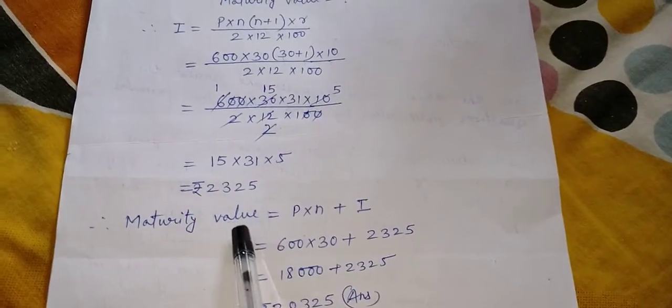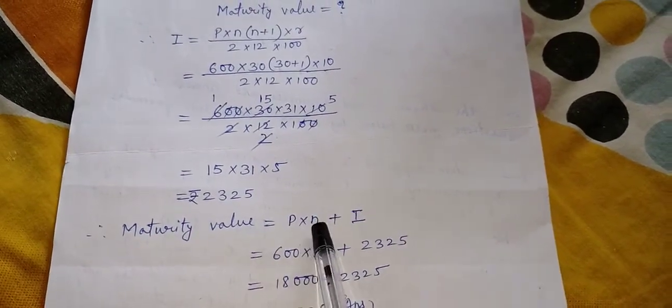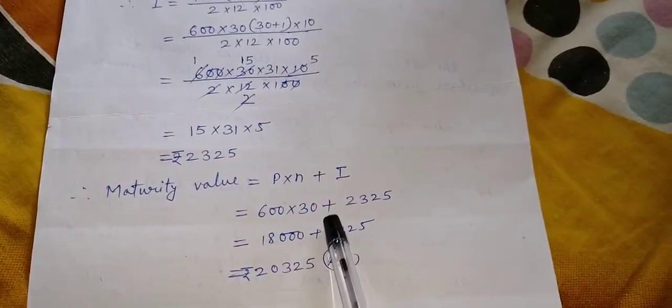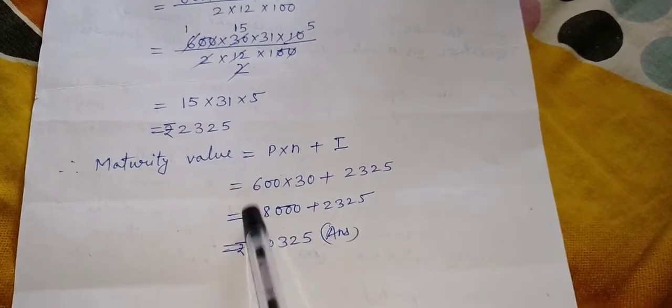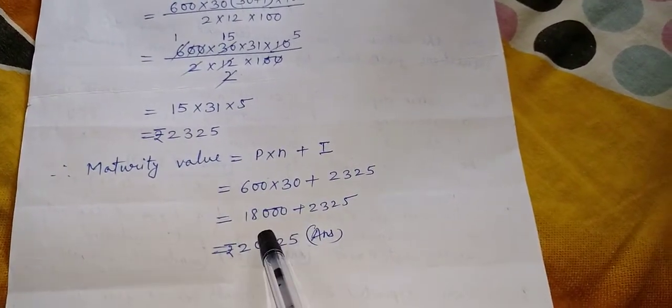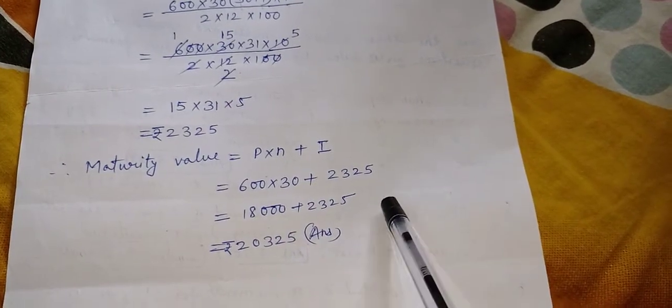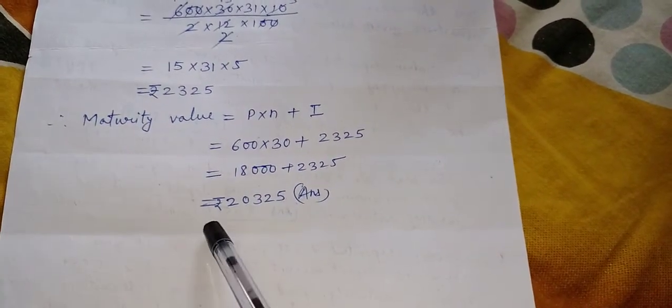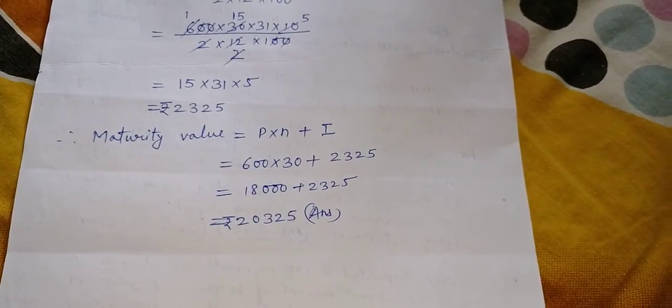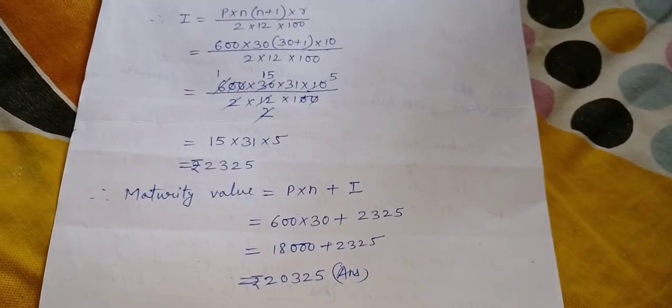So once I get interest, my question is to find maturity value. My formula is maturity value equal to P into n plus I, where P is 600, you can see, n is 30. 600 into 30 plus, just now I got I, I have put this value, and after this multiplication and addition, 18,000 plus 2325, the final answer is 20,325. Very important question, children. Please practice these questions. Thank you, children.